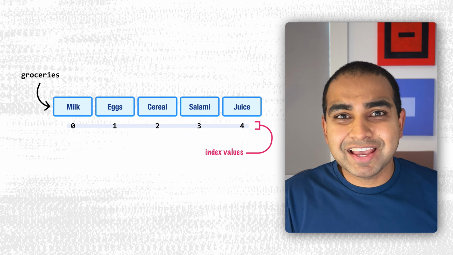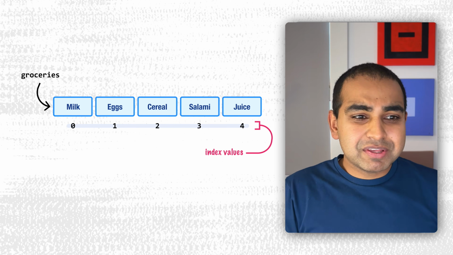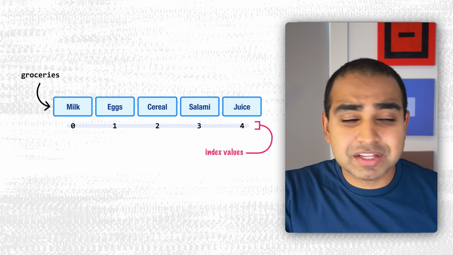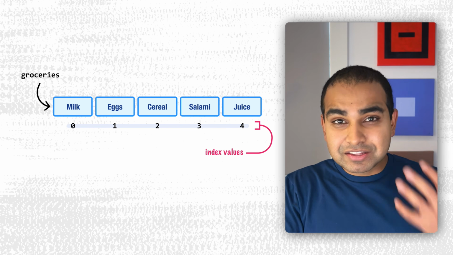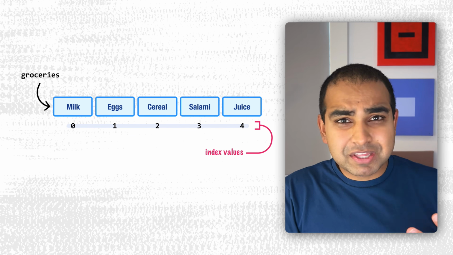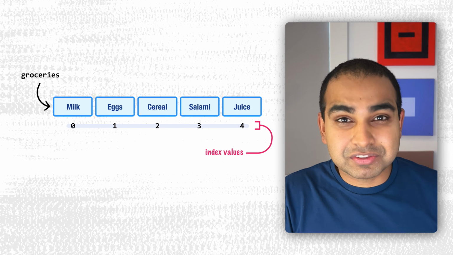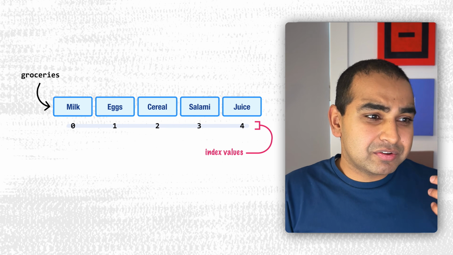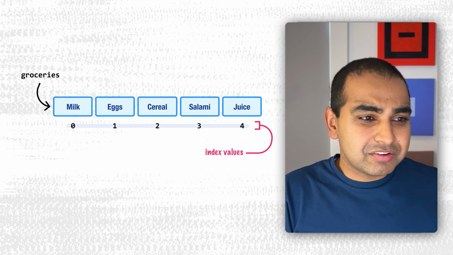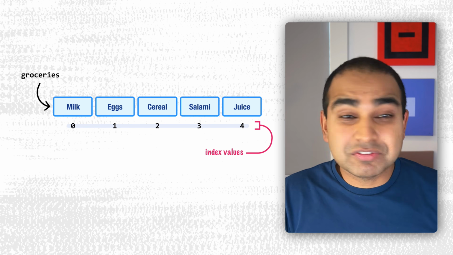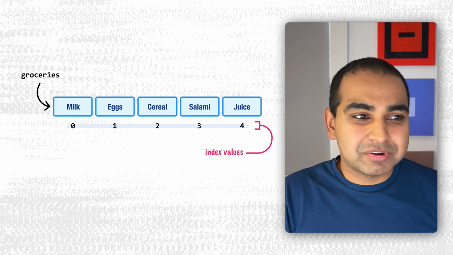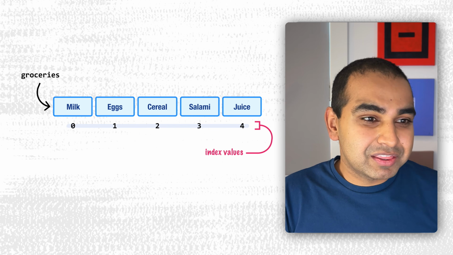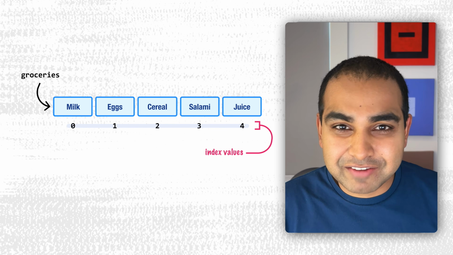The way we reference an item in our array is by using something known as an index value. And this is a count or the number of the position that the item is currently in. And unless you're in, let's say, a language like Visual Basic, the typical convention is to start our counting for index values at 0. So you can see we have an array here, and at 0, 1, 2, 3, 4, at each of those positions, an item is available. So at position 0, we have milk. At position 1, we have eggs. 2, we have cereal. 3, we have salami. And 4, we have juice.